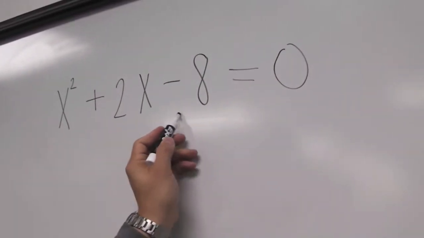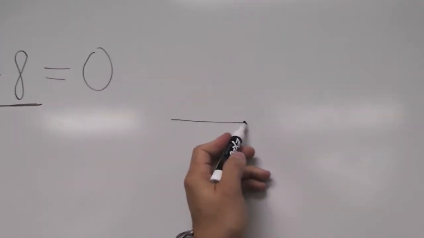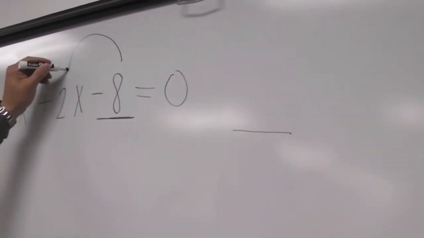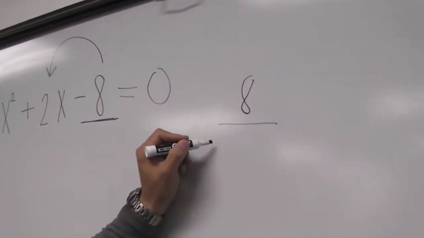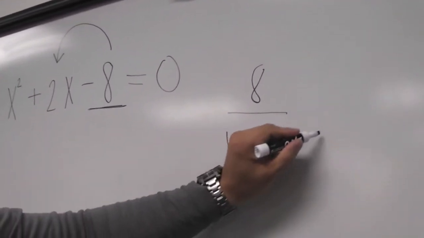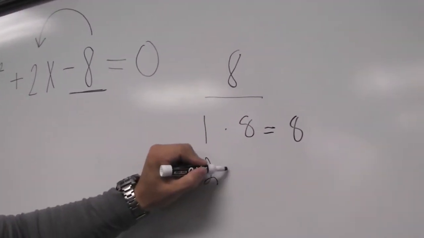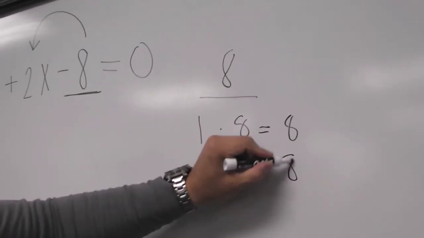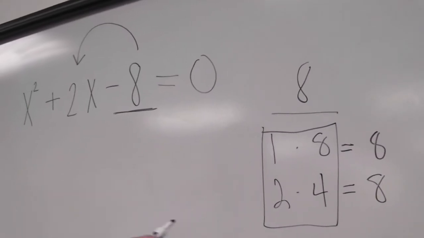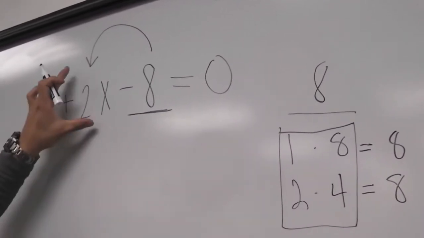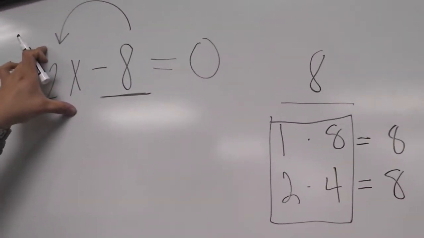And when I look at this, my most important part of this equation is the C term. The C term allows me to understand how this number is in relation to this number. 8 can be broken down into 1 times 8 equals 8. It can also be broken down into 2 times 4 equals 8. Those numbers right here are very important. They make up this B term. Now, how they make it up is the skill you need to acquire.